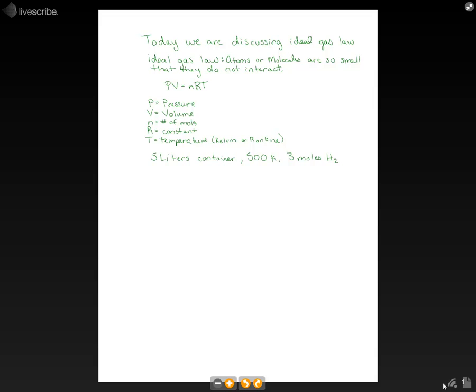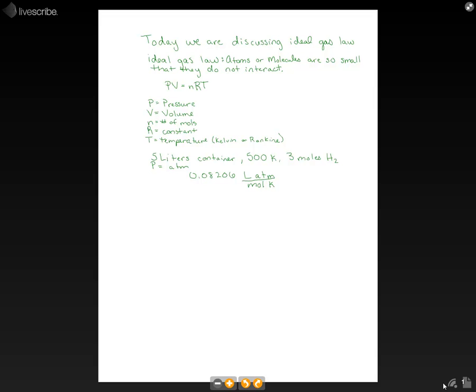So, first we need to decide what value of R we're going to use. So we need to look at our units here. We have liters, Kelvin, and moles, right? And they want us to give our pressure in atmospheres. So looking through the constants, you can find these in log tables. The constant we're going to use today is 0.08206 liters atmospheres per mole Kelvin. You can see we've incorporated all of our units here, so it should make them cancel out.